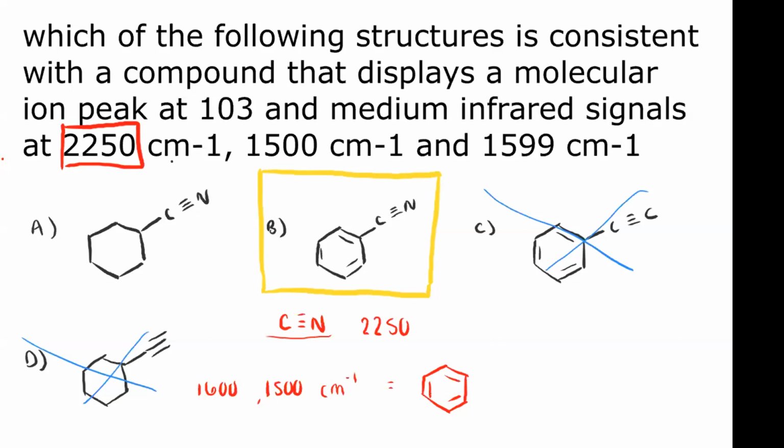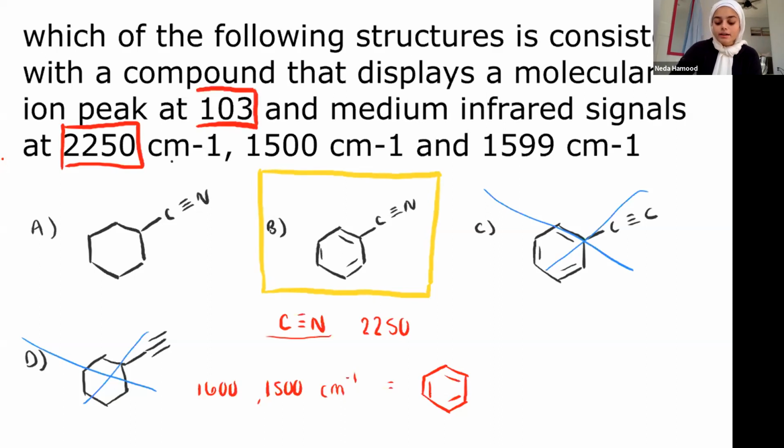How did you know that the 2250 was for the C triple bond N and not C triple bond C, because they're the same number? True. I guess you have to do the full ion breakdown and figure out that it's going to be nitrogen instead of carbon, which is literally a difference of, what is it, one number. That is kind of annoying.